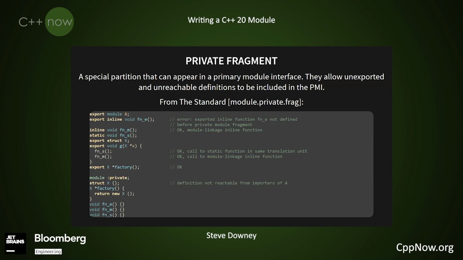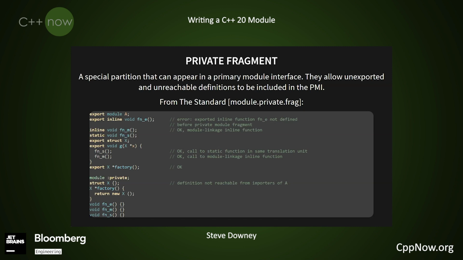since we don't need a definition in order to use a pointer to a type, we can call from this function a static function in the same translation unit, and we can call that module linkage inline function. Those are both fine. And we can export a factory function.